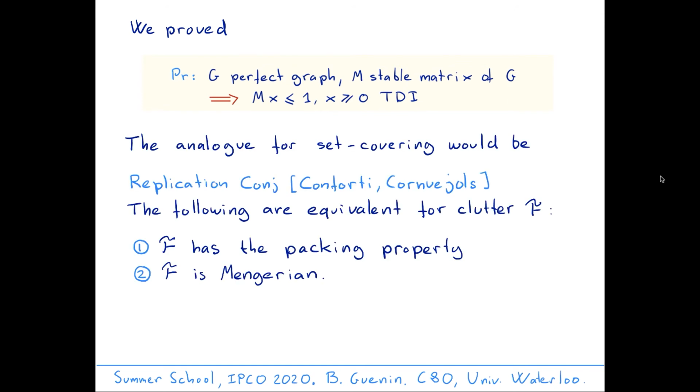So we have the following conjecture, that if F has a packing property, then F should be Mengerian. In fact, it's easy to see, and you should do it as a little exercise, that the Mengerian property implies the packing property. So really the heart of the conjecture is showing that the packing property implies the Mengerian property. So this is known as the replication conjecture.